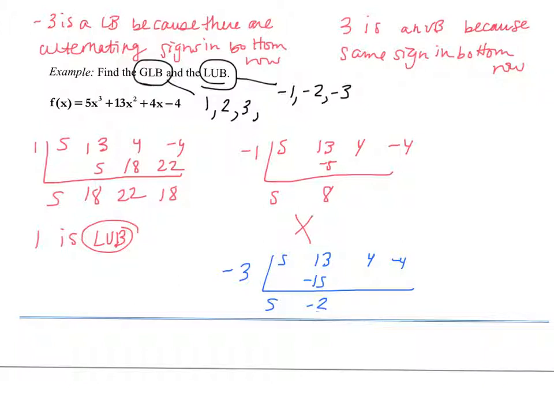Alright, I'm off to a good start. I see alternating signs, so I continue. And as I complete the problem, I see that I now have my alternating signs. Therefore, -3 is my greatest lower bound.